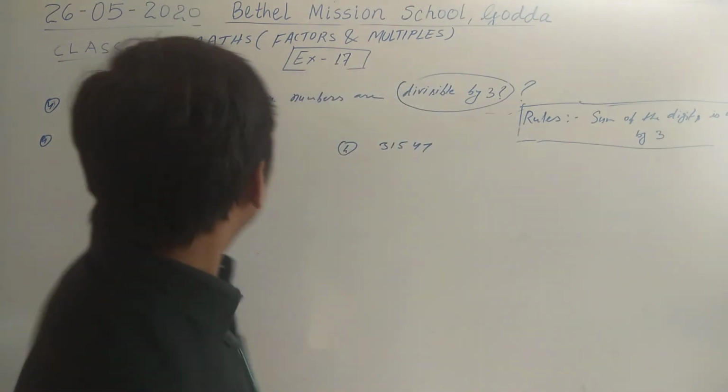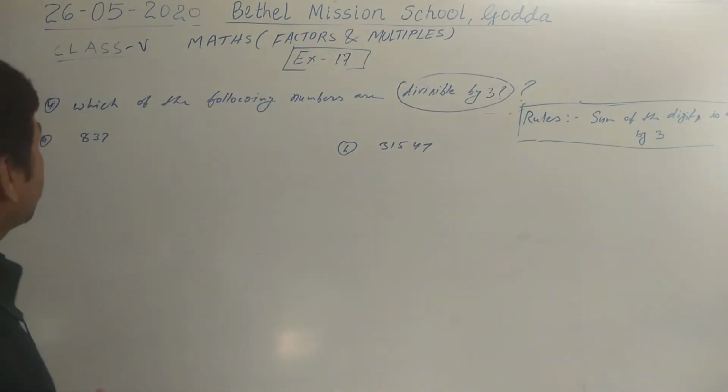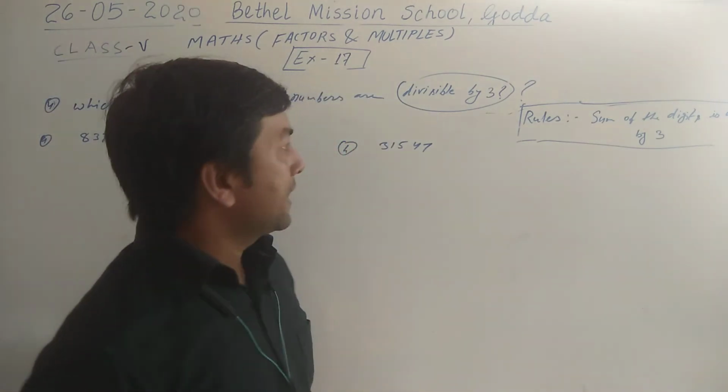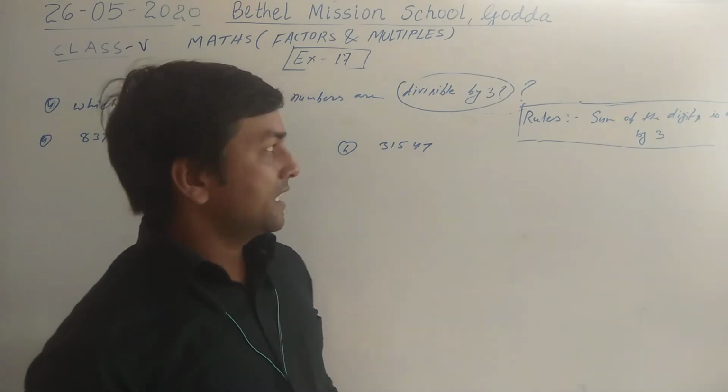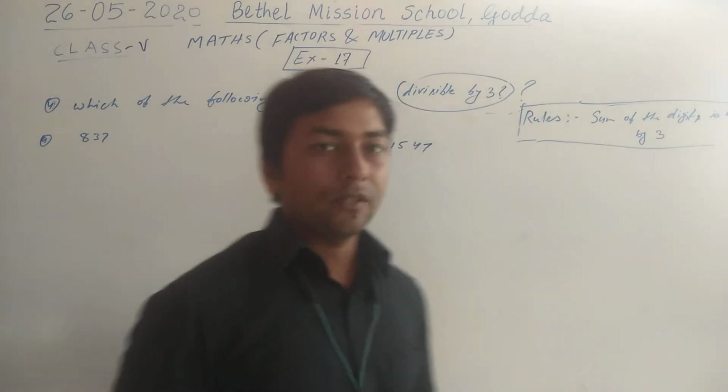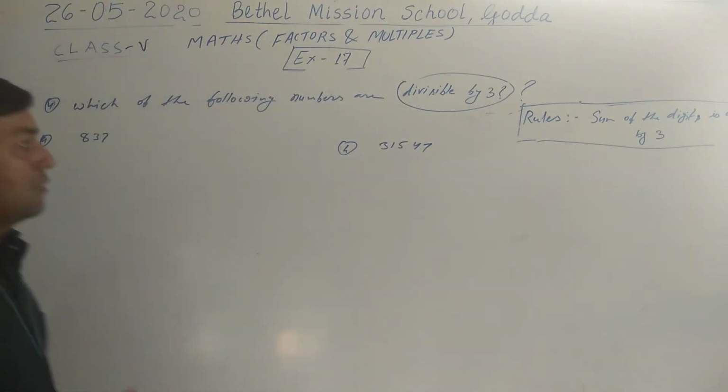Now we solve the fourth question. The question says: which of the following numbers are divisible by 3? So the rule says that if the sum of the digits is divisible by 3, then the given number is divisible by 3. So let's start.